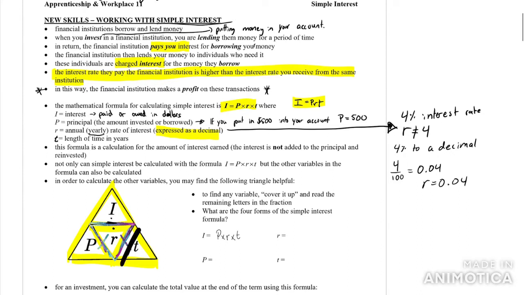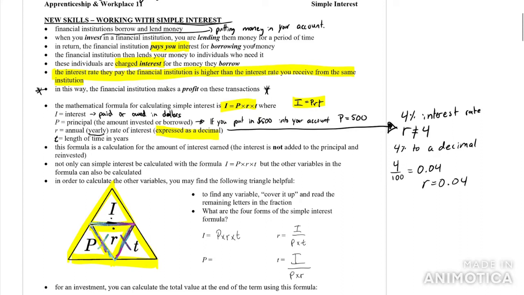That's our normal formula. Say I want to calculate T. So I'm going to cover up T, and then whatever is left is my new equation. So T in this case would be I divided by P times R. If I wanted to look at R, I'd cover up R, and I end up with I divided by P times T.